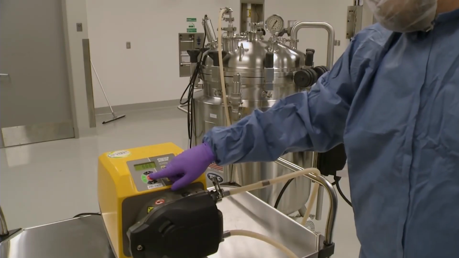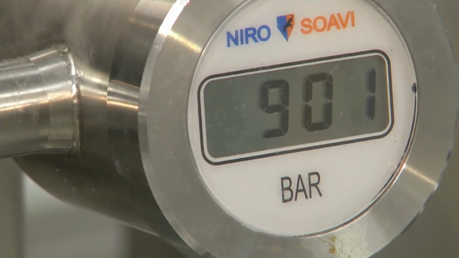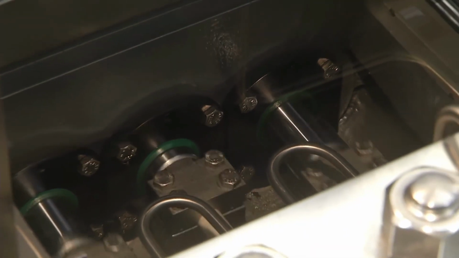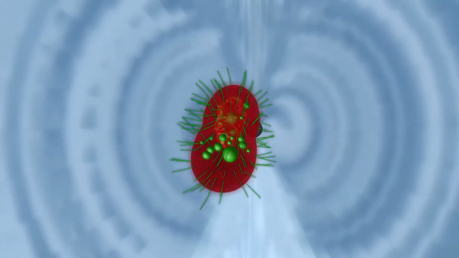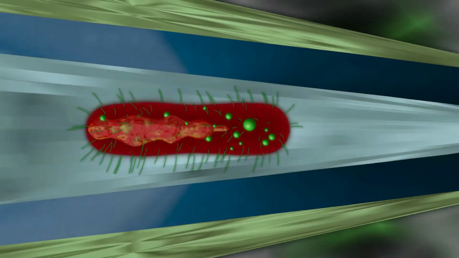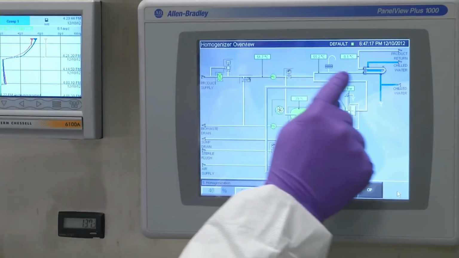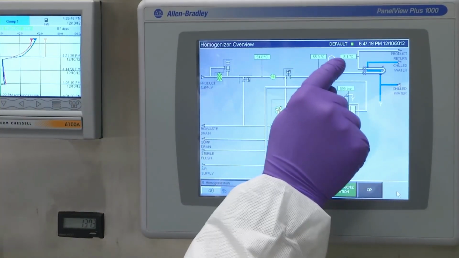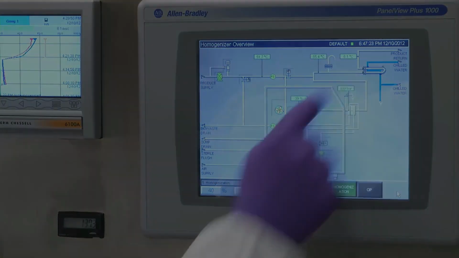The cells are resuspended in a buffered solution and then pumped at high pressure, 900 bar, which is about 13,000 pounds per square inch, through the homogenizer. Inside the homogenizer, they are forced through a tiny orifice. Just like a balloon being tightly squeezed, the cells can't take the stress, and they rupture and break apart. And to ensure that all the E. coli cells are ruptured, the solution is cycled through the homogenizer a second time.